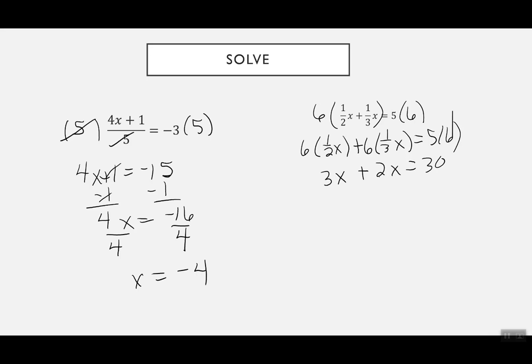I'm going to add the 3x and the 2x. Remember, you just add the front numbers. I don't do anything to the x except keep them. So 3x and 2x is 5x. That's 30. And then I want to divide by 5. That tells me x is equal to 6.